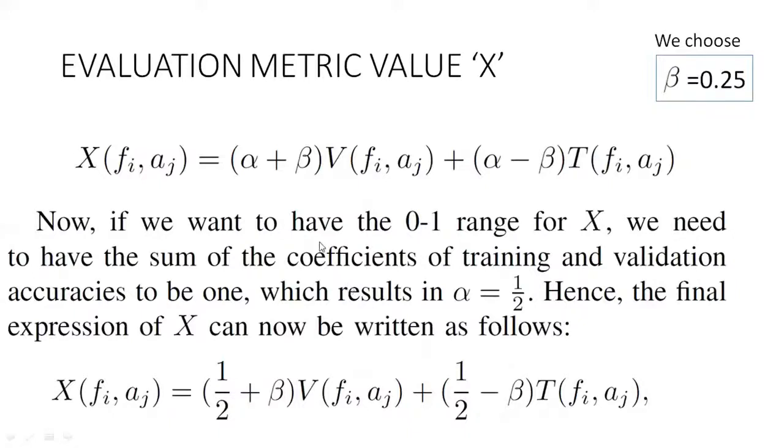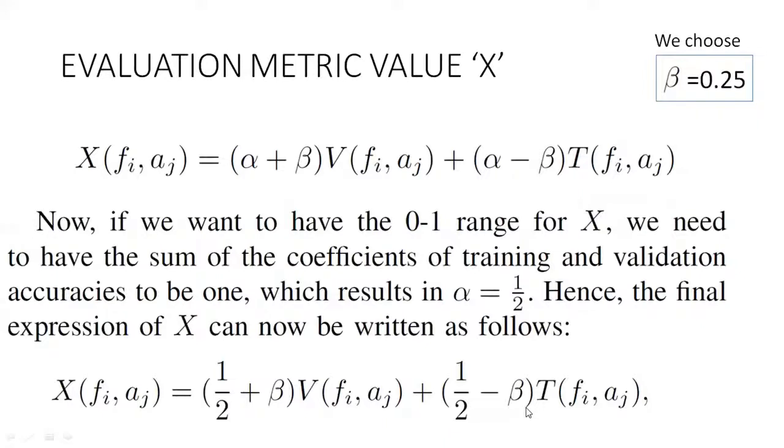As we are trying to maximize x, if we want to have the same range as v and t, alpha, this coefficient and this coefficient should sum into 1. To have their sum as 1, alpha needs to be half. And if we can get alpha like this, still beta remains.